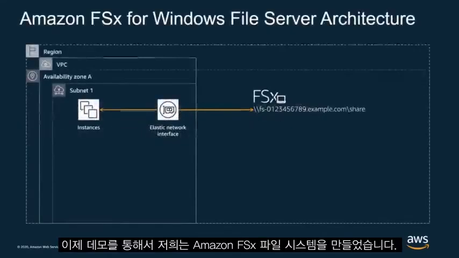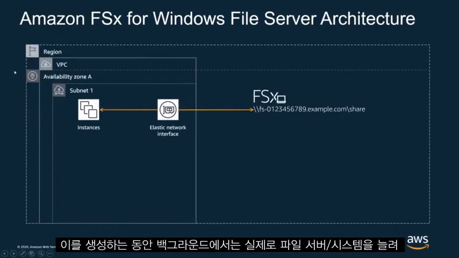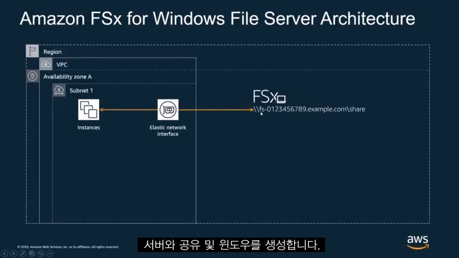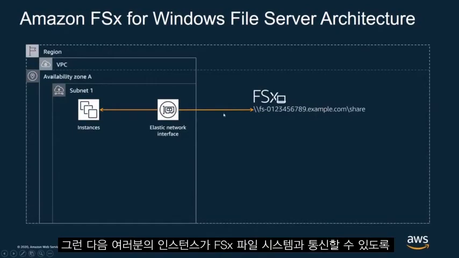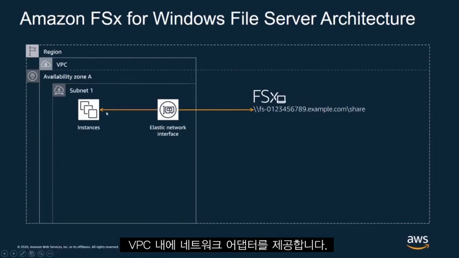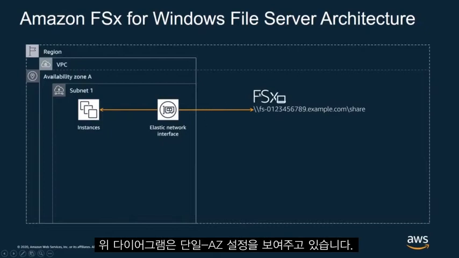So now during the demo, we created an Amazon FSx file system. And what happens in the background when you're creating that is that it actually creates the server and the share, and it loads Windows on it and creates the file system for you. Then it presents a network adapter in your VPC so that your instances can now talk to that FSx file system. Now this diagram shows a single AZ setup.